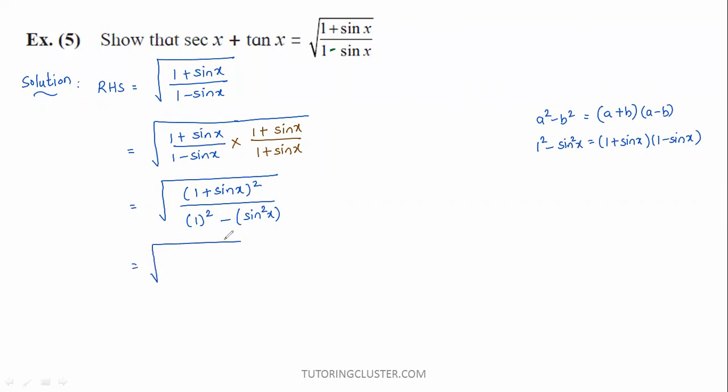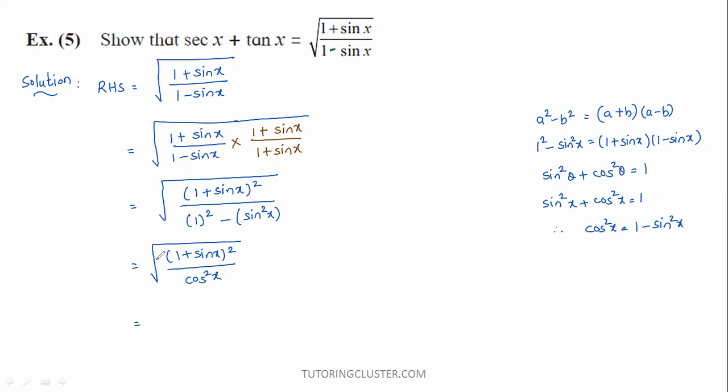This is equal to (1 plus sin x) whole square divided by, what is 1 square minus sin square x? We know sin square theta plus cos square theta is equal to 1. So instead of theta, let me write x. Therefore, what will be cos square x? 1 minus sin square x, which is nothing but cos square x.